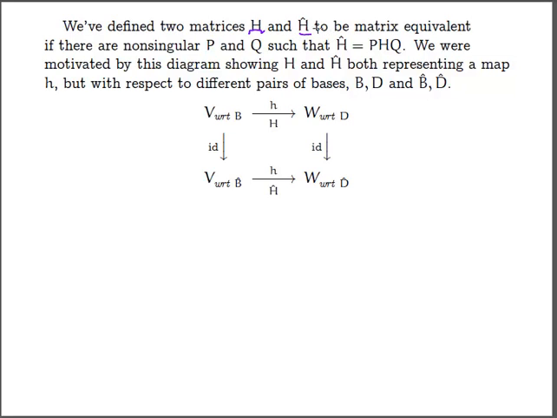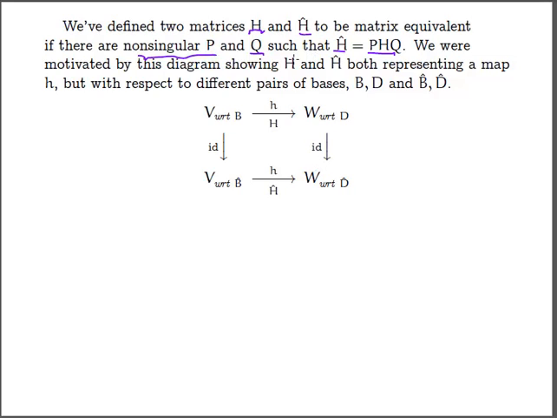And these two matrices are matrix equivalent if there are non-singular matrices P and Q such that H hat equals PHQ. We also showed, of course, that if H hat is similar to H, then H is similar to H hat. That was one of the exercises. So we can draw this diagram to illustrate this relationship.